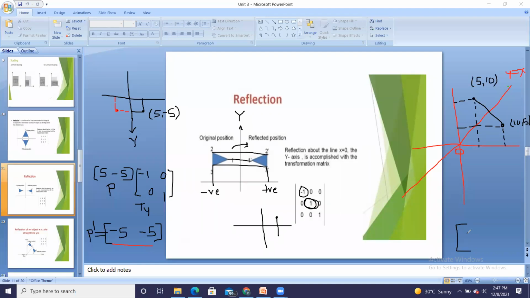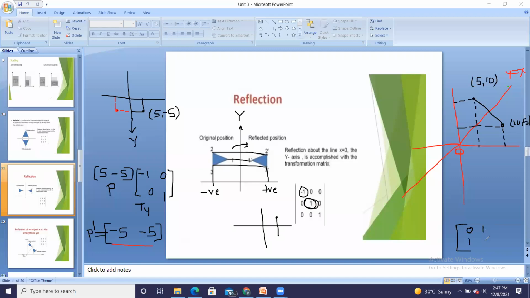You have to change x into y and y into x. For that, what could be the T matrix? Here the sign is not changing and the magnitude is interchanging. Positive remains positive, and the magnitude is interchanging. So I can say the T matrix is like this.